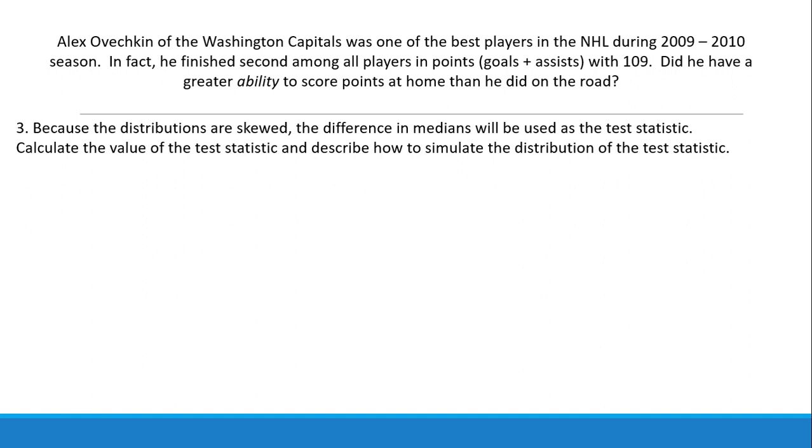Because the distributions are skewed, the difference in medians will be used as the test statistic. Calculate the value of the test statistic and describe how to simulate the distribution. So our test statistic would be our median for home, which is 2, minus our median for away, which is 1. So it gives us a test statistic of 1. We would take 72 note cards and write the points scored on them.